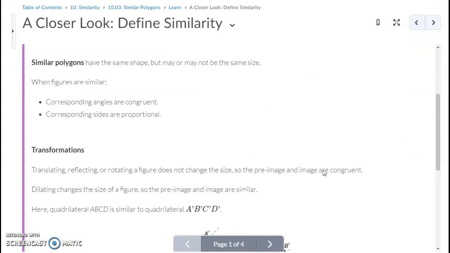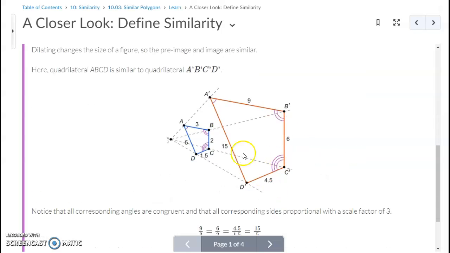So scrolling down a bit here, these two shapes, for example, have the exact same angles. They look like they have the exact same shape, but their sizes are all proportional to each other. And in this case, they are all 3 times bigger in this orange quadrilateral than the blue one, because if I multiply, for example, this side 3 times 3, that gives me 9. 2 times 3, that gives me 6. 5 times 3 gives me the 15, and so on.